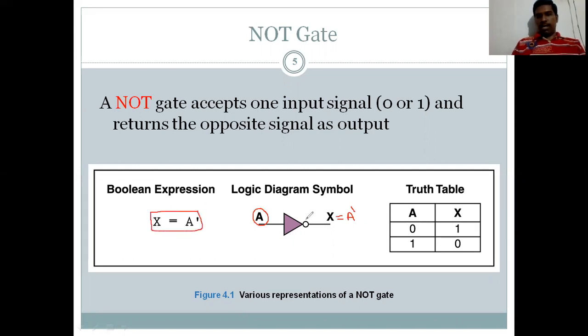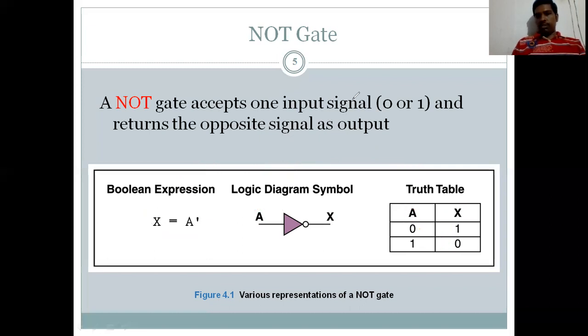After writing the expression, we need to draw the logic diagram. This is the gate symbol, and then we should draw the truth table. What is a truth table? A truth table is a table that consists of inputs as well as their respective outputs. Here I am having input A and output x. If I take input A as 0, my output will be 0 complement, that is 1. If I take 1, that will be 1's complement, that is 0. So the opposite values of the inputs will be the outputs of the NOT gate.